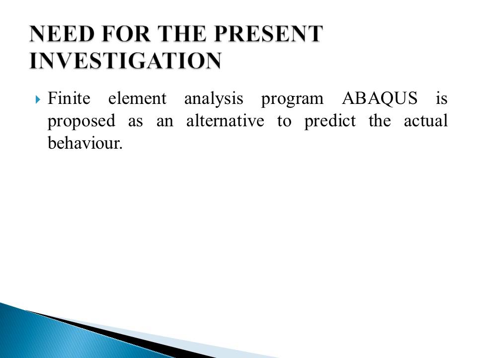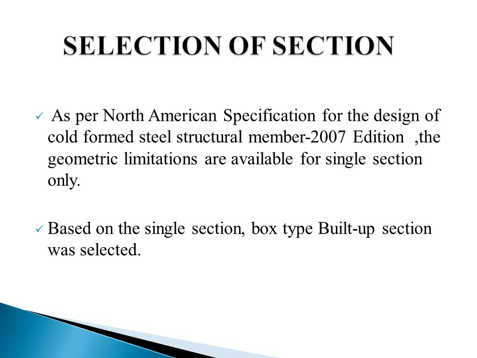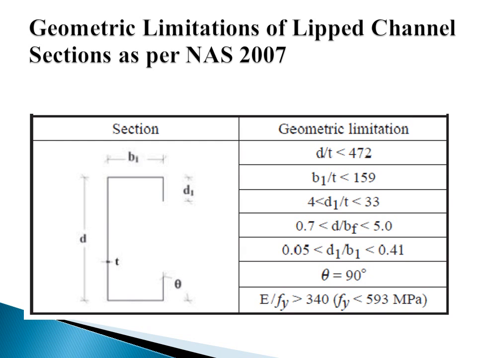Need for the present investigation. The finite element analysis program Abaqus is proposed as an alternative to predict the actual behavior. The section was selected based on the North American specifications for the design of cold formed steel structural members, 2007 edition. In that, the geometric limitations are available for single sections only. Based on the single section, a box type built-up section was selected. This is the geometric limitations of lipped channel sections as per North American specification 2007.